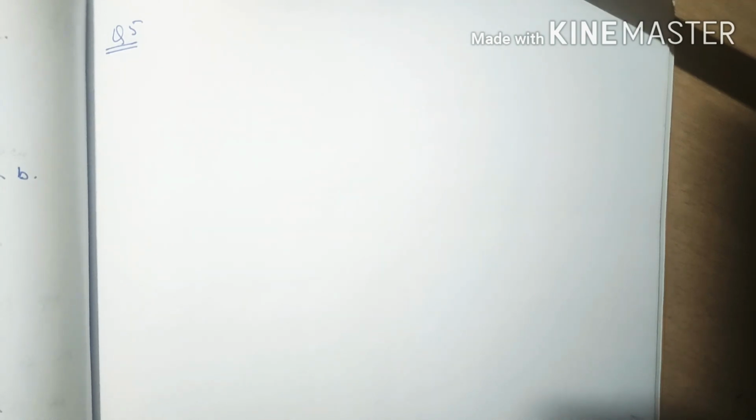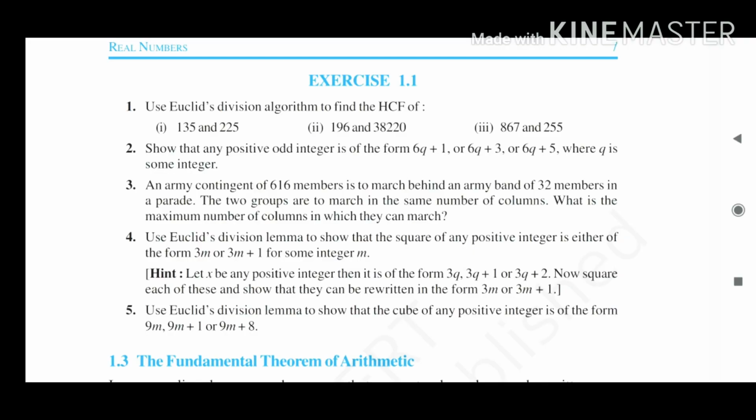And now the last question of the exercise, that is the same as question number 4. Now we have to prove the cube of any positive number is in the form of 9m, 9m plus 1 or 9m plus 8. Okay, now here also we can take b equal to 3, like we have taken b equal to 3 for the last question, because we needed to prove 3m plus 1 and 3m. Now we need to prove 9m plus 1 and 9m plus 8. So why don't we take b equal to 9?